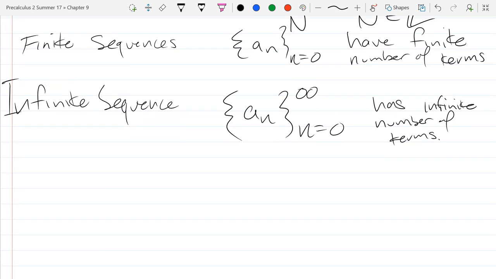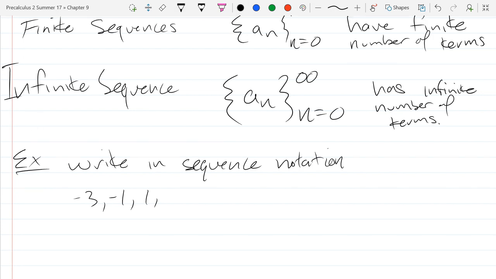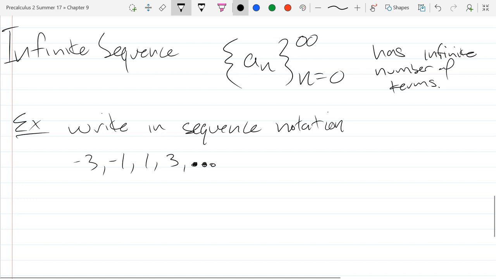So how do you see infinite sequences written out? We're going to write in sequence notation. Take the example we looked at before. I think this was the first one in this section. So to denote an infinite sequence, you just have three dots at the end. That means it does not have a final term, it keeps going.